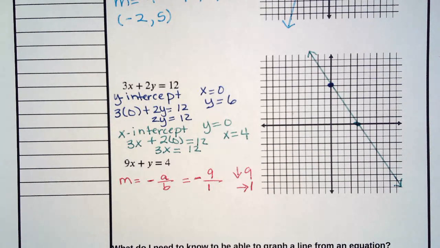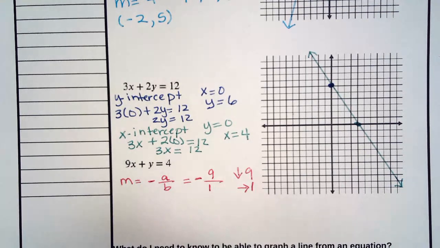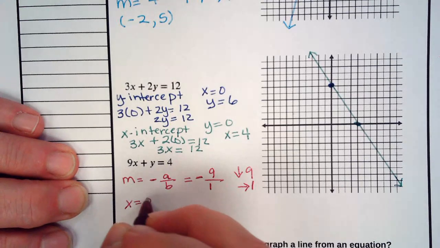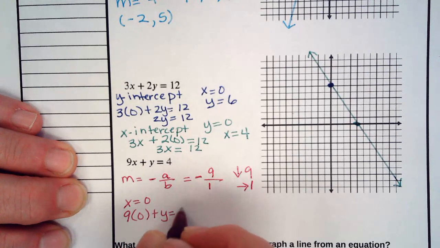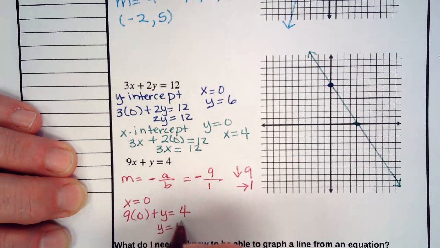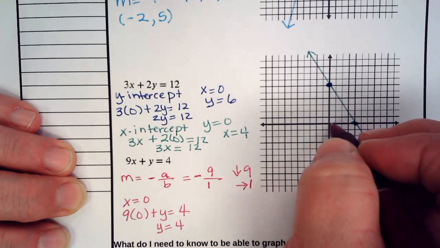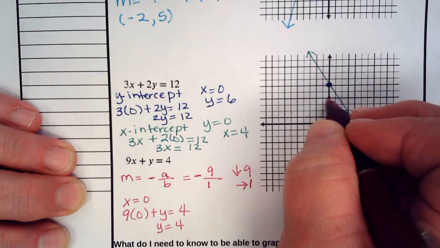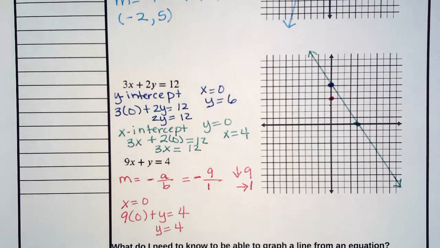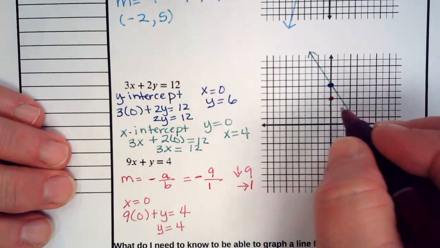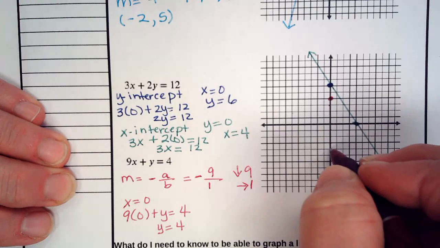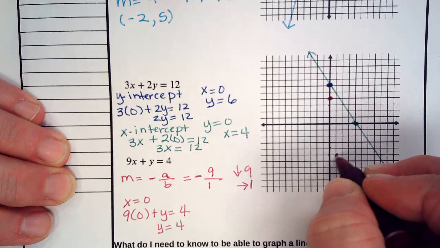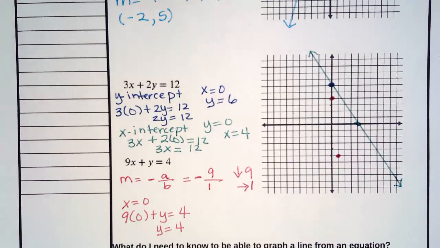But where can I begin? Well, it's easiest just to put a 0 in for x. So 9 times 0 plus y is equal to 4. Y is equal to 4. So this is the point 0, 4. I have a point, I have a slope, now I'm ready to go. I go down 9. 1, 2, 3, 4, 5, 6, 7, 8, 9. Here's 9 and I go over 1. That is a very steep slope.